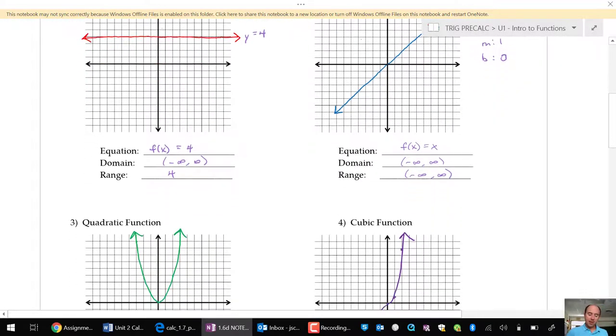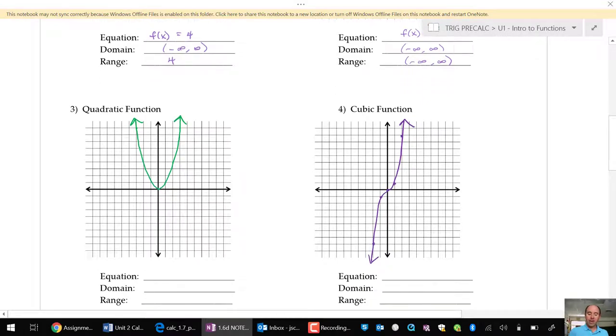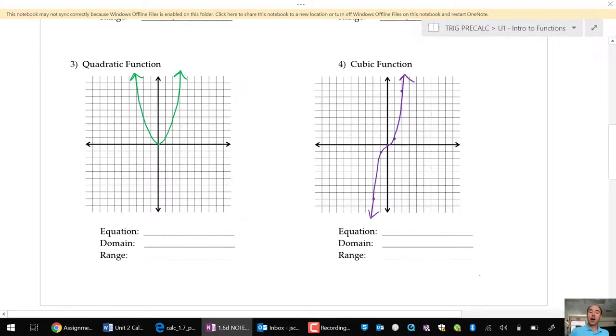Now let's look at some examples of functions that are just a little bit more complicated than the linear functions. And these two are polynomial functions. We have the x squared quadratic function in number 3. And number 4, the x to the 3rd cubic function, x cubed. Now for all polynomials, the domain and range will be the same, all real numbers.